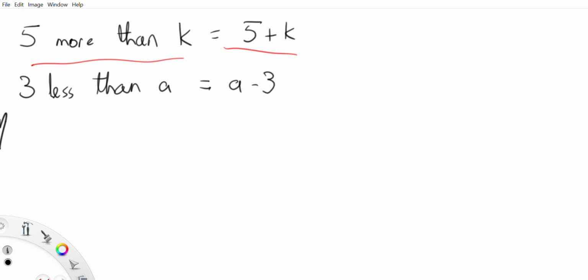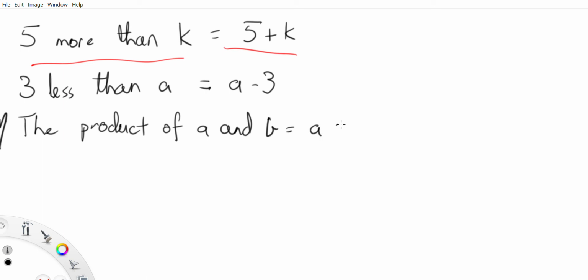If we were to do something like the product of A and B, some of you might know that product means times. So you just say A times B. And if you remember in the previous one, that's AB. There's a little invisible times that we don't have to write in.